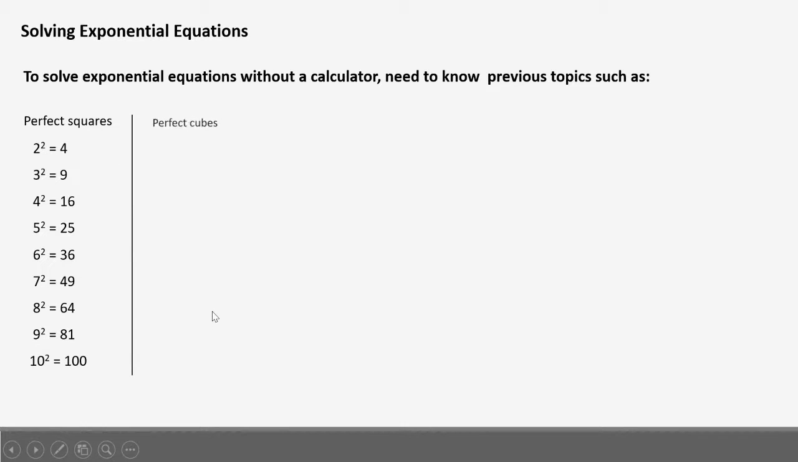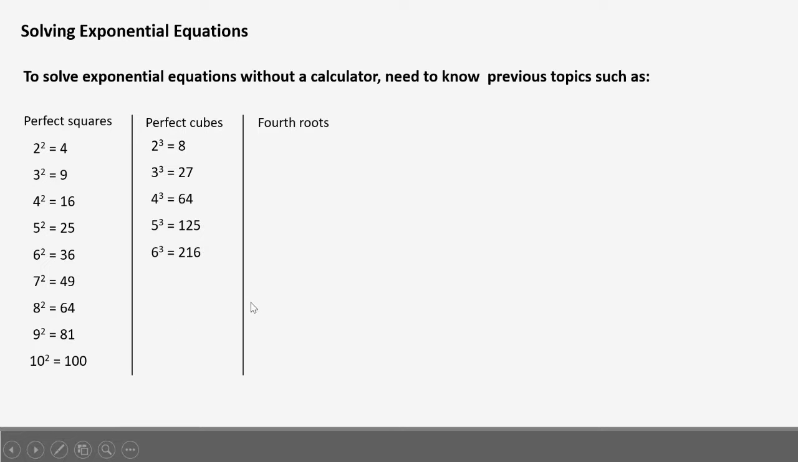and also perfect cubes. At least know all the way to 6 to the 3rd power, but the more that you know, the better it is for you. Also for the square roots, the more that you know, the better for you. And also 4th roots. For example, I just did all the way to 5 to the 4th power. But again, the more that you know, the better it is for you.